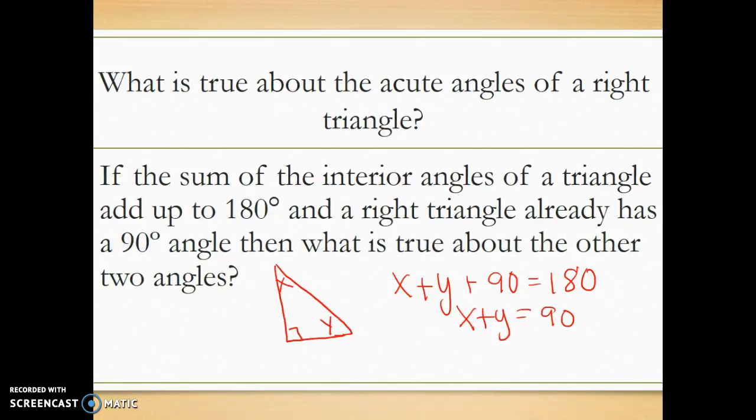Now if that's confusing, don't worry about it. You don't really have to use the corollary. We can always just use the triangle sum theorem, which just says all three add up to 180, and that's fine.